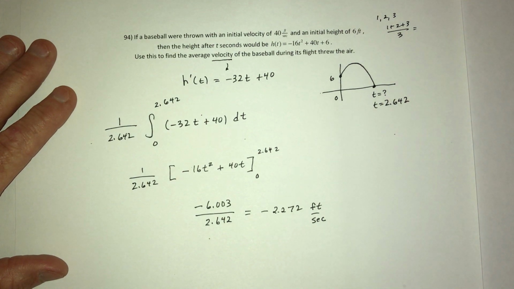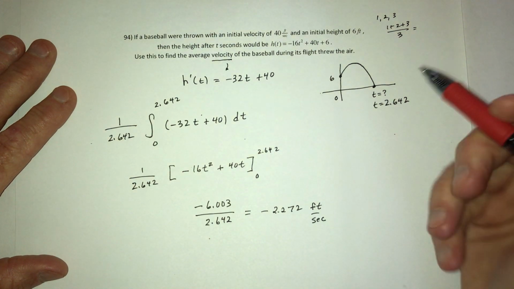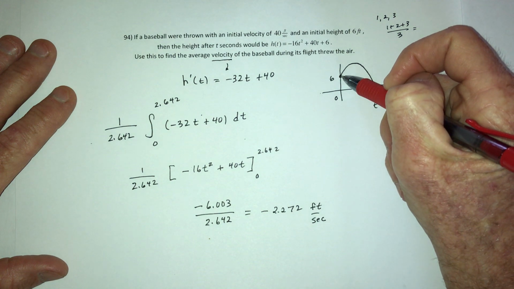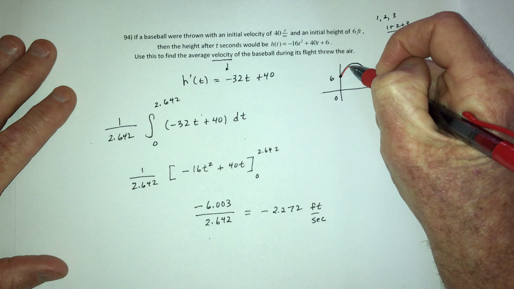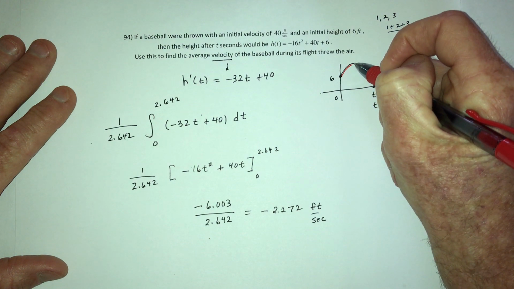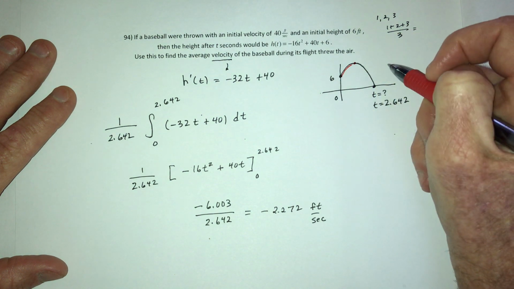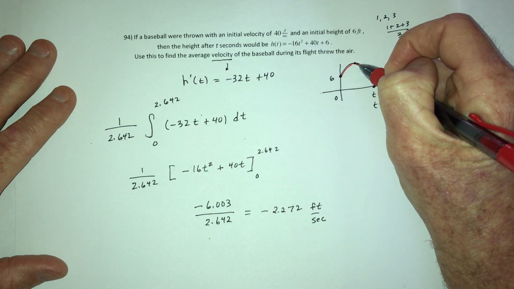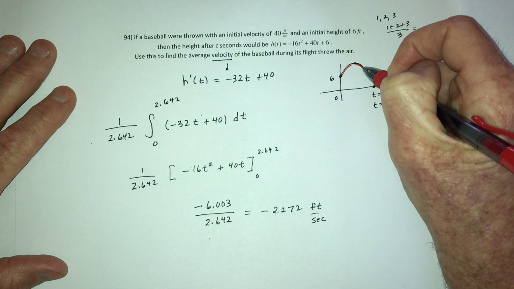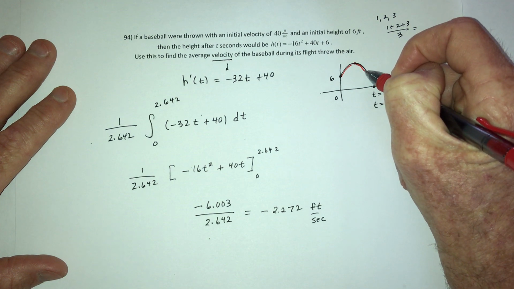Now, what's really happening here is it's starting with initial velocity of 40 feet per second. It's going to be going up. Its velocity is getting smaller and smaller and smaller until right here, the velocity is 0. And then it's going to go down, and the velocity is going to be increasing, but it counts as a negative as it's going down.